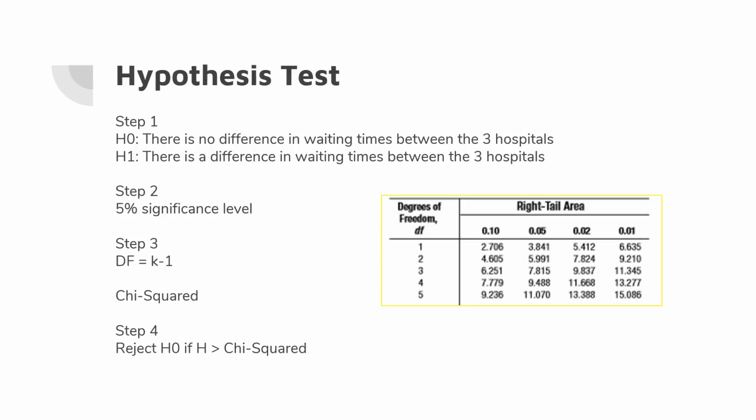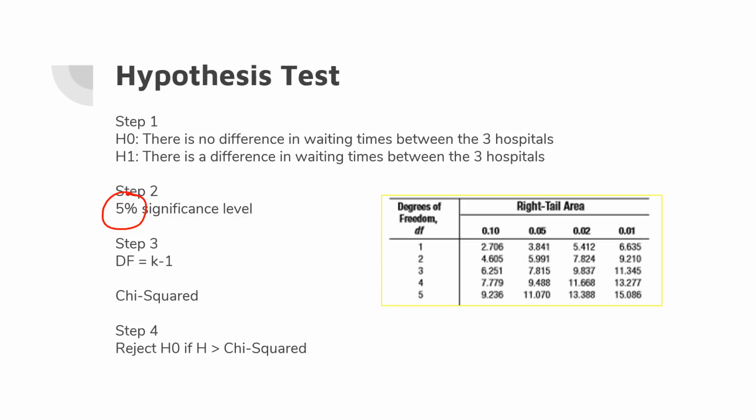So we're going to do our hypothesis test. First you have to set up your null and alternative. Your null will be that there's no difference in the waiting times between the 3 hospitals. Your alternative hypothesis is that there is a difference between the waiting times in the 3 hospitals. We're going to use a 5% significance level.